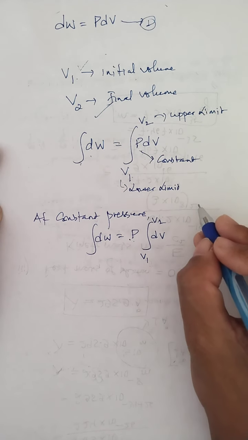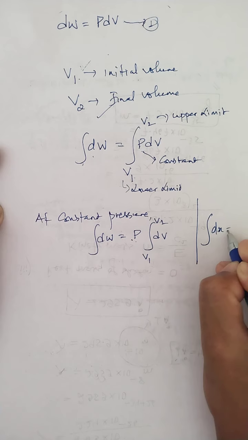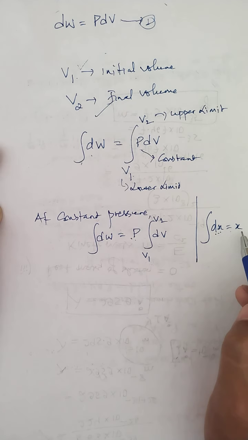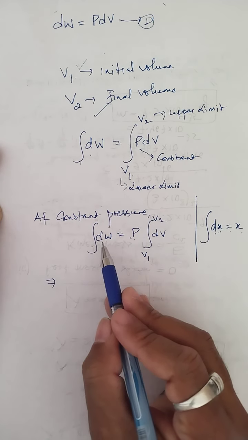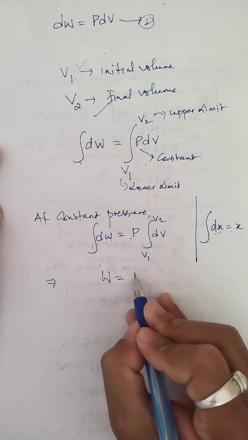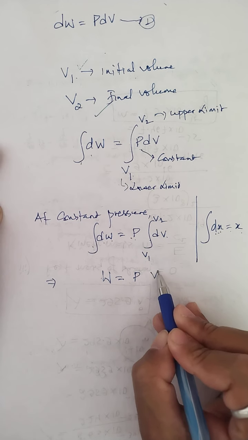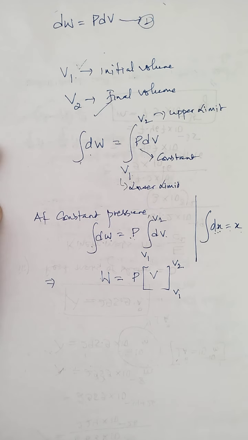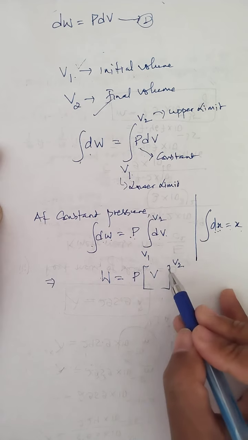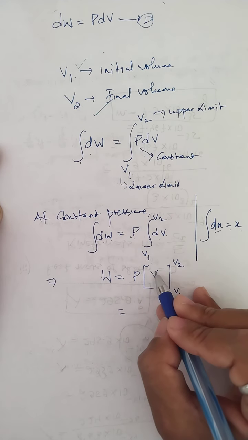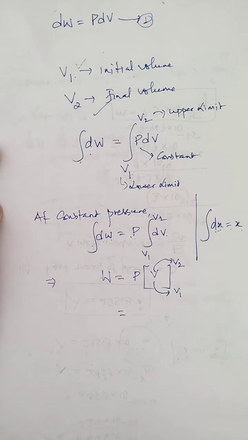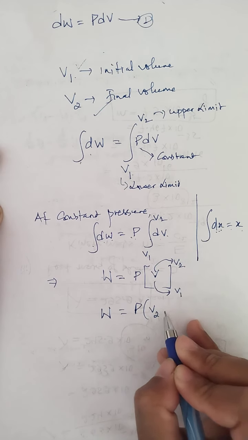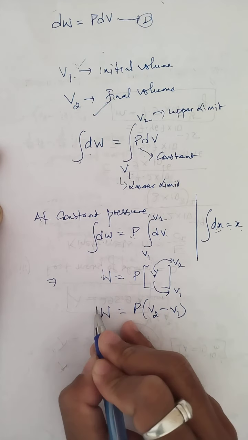So in calculus, children, you have learned a formula, that is integration of dx is x. Again I repeat, integration of dx, where x is the variable, integration of dx is always x. I follow exactly same. Integration of dW means W. P, integration of dV means V, but there is a limit, so I put bracket V2 upper limit and V1 lower limit. So after doing integration of dV, you have to substitute, you have to expand it by putting V as upper limit minus V1 as lower limit, which means I write down W equals to P, V means V2 upper limit minus V means V1 lower limit.